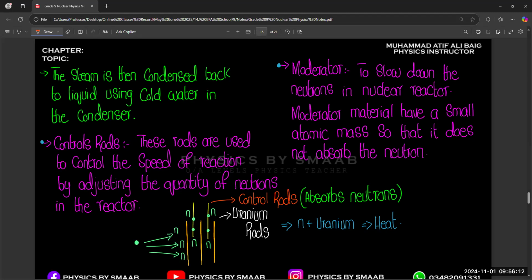So these are two types of components that give you stability, or you can control your reaction with the help of these two different processes in the nuclear reactor. Okay. So now if we practice some questions related to the nuclear reactor, let's see how we can solve the questions.